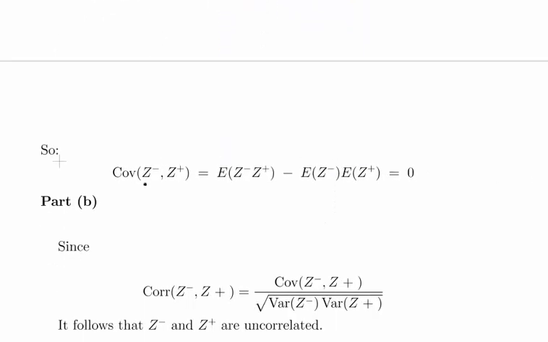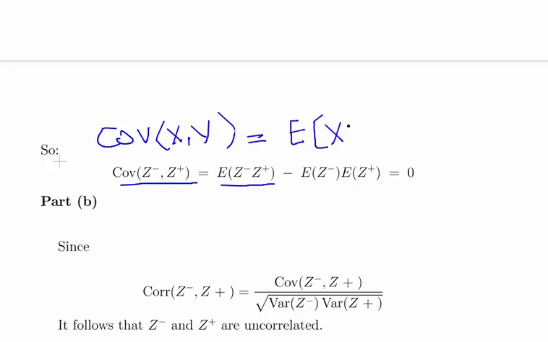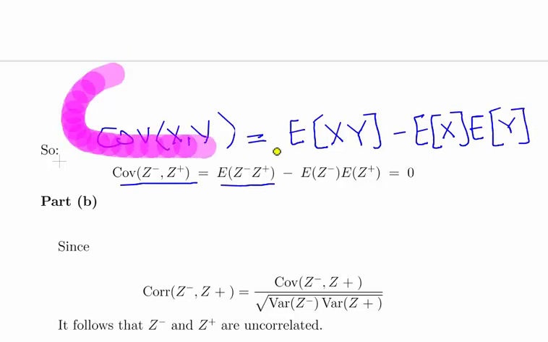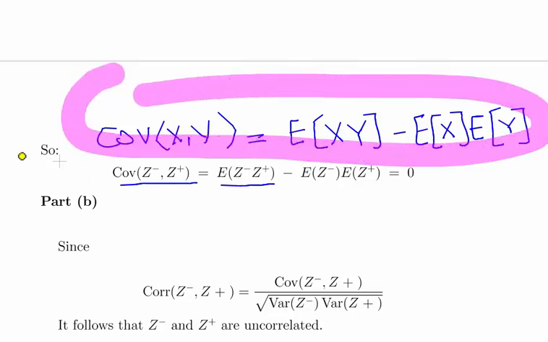The covariance is worked out using the standard formula. Conventionally, the covariance of x and y equals the expected value of xy minus the expected value of x times the expected value of y. So you substitute in z minus and z plus, the sum and the difference, and it works out: 0 minus 0 times 0, which is 0.